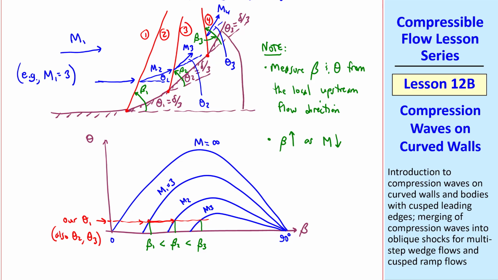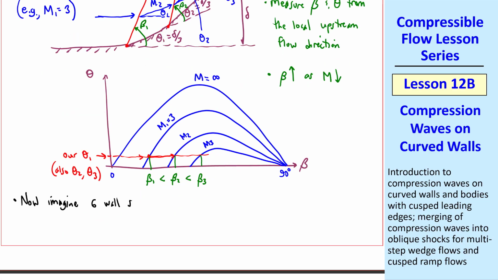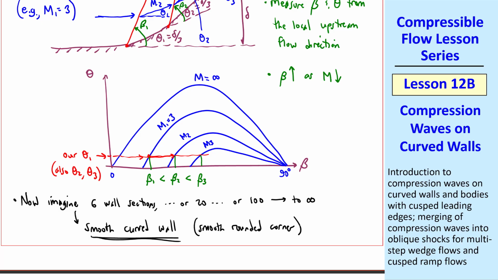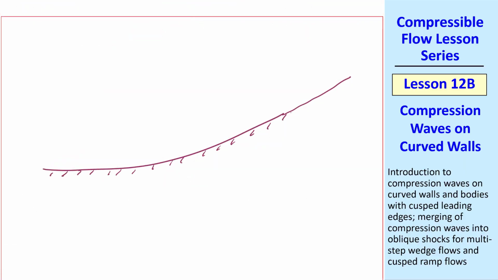In this case, we have only 3 increments, but this final total angle is delta. Now let's imagine 6 wall sections, or 20, or 100, where we have very small wall segments that are changing their angle very slowly, all the way to infinity, so we end up with a smooth curved wall. In other words, a smooth rounded corner. I'll sketch this case as a nice curved wall, which eventually goes to a constant delta.